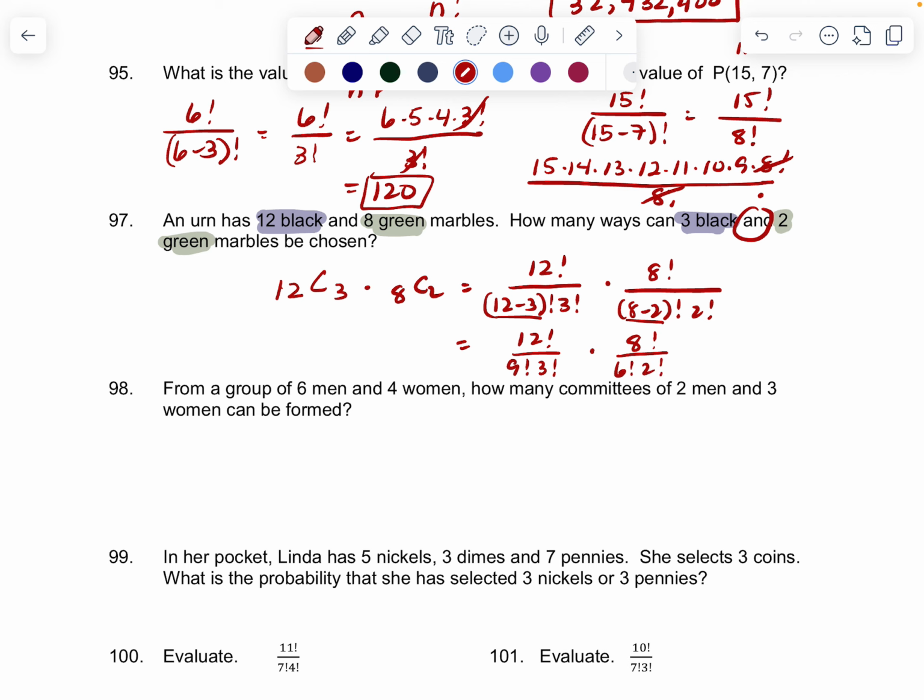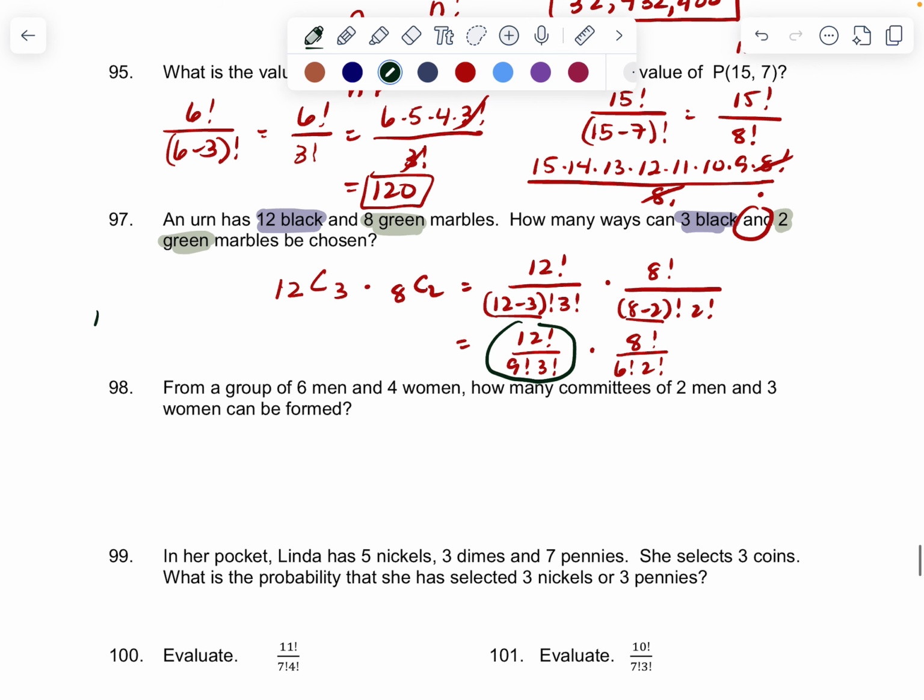Now, breaking this down, let me do it in a different color, maybe onto the side here. So this guy right here, I'm going to start with the 12, so I have 12 times 11 times 10 times 9 factorial. I'm stopping there because of this 9, and then I have 9 factorial, and you guys, again, 3 factorial is just 6. So these guys cancel out. 6 goes into 12 2 times. That's 22 times 10, which is 220. So that's that green one.